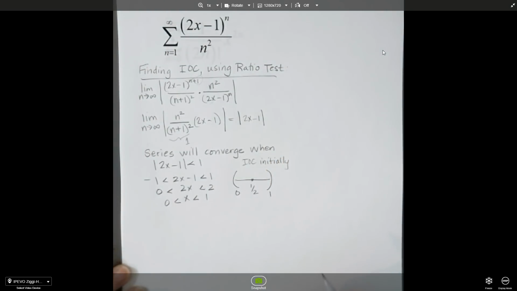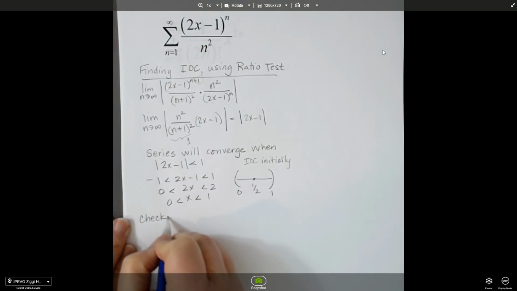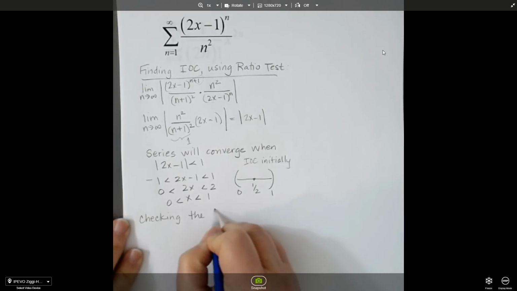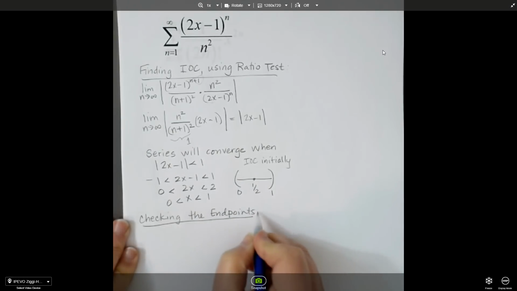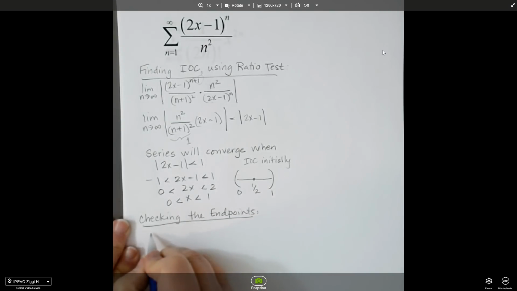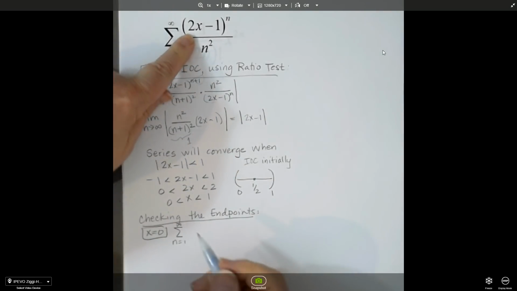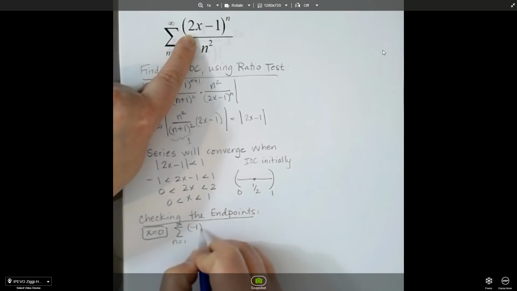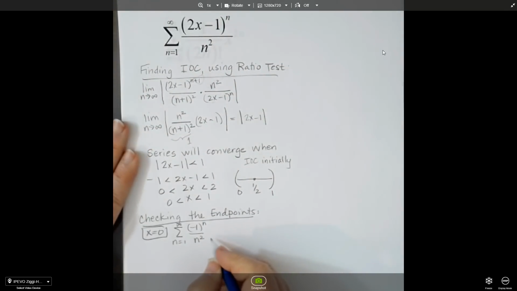But what do we have to do? Well, we have to check the endpoints. All right, so checking the endpoints. Well, what are the endpoints? Well, it's x equals 0, which we like to plug in. So I like to say x equals 0 here, and that means I'm going to have the sum from n equals 1 to infinity of, when I plug 0 in my series, I'm going to be left with negative 1 to the n over n squared. And this is an alternating series.